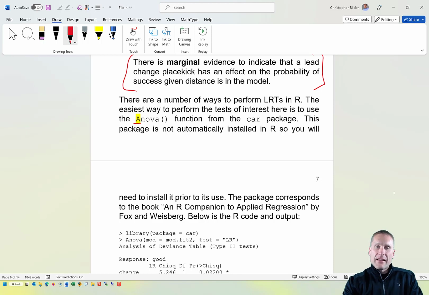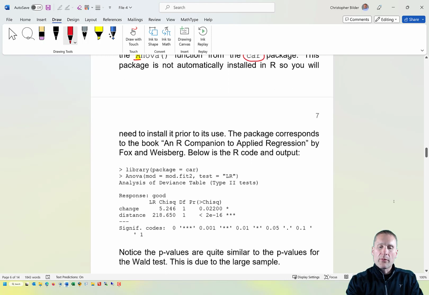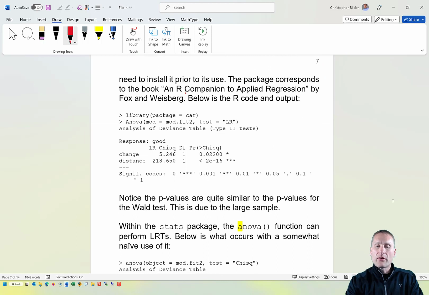So the capital A ANOVA function comes from the car package in R. This car package is not installed by default, so you would need to install that yourself. This package corresponds to a book called An R Companion to Applied Regression, and so car comes from the C, the A, and the R from the name.